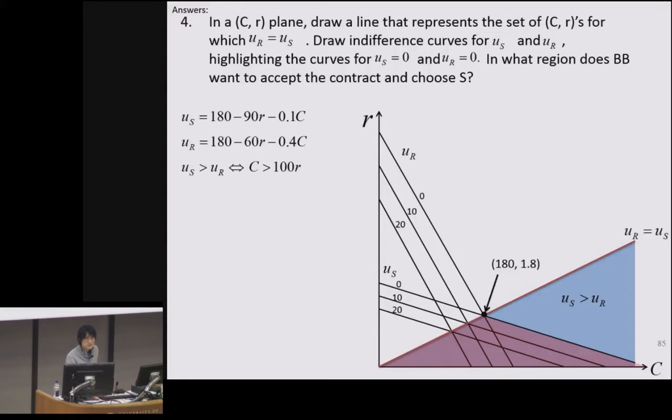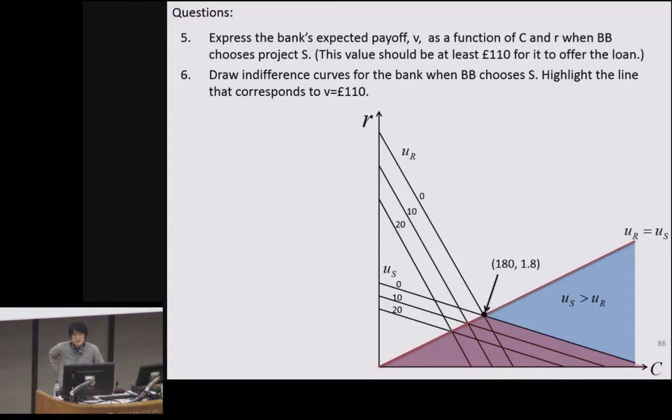Question 5. Do you have any question? Okay, question 5. Express the bank's expected payoff, V, as a function of the contract variables C and R when Brown Bakery selects the safe project.